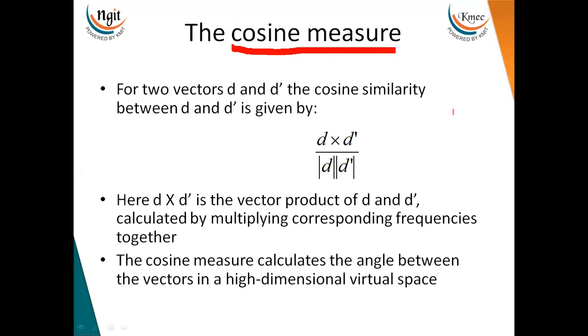So how are you going to calculate the cosine measure? Of course, using the vectors. Suppose I have two vectors, d and d dash. Then what is the formula to find the cosine measure? First, you get the vector product of d and d dash. Then divide it by its absolute value. Now, how to find it?